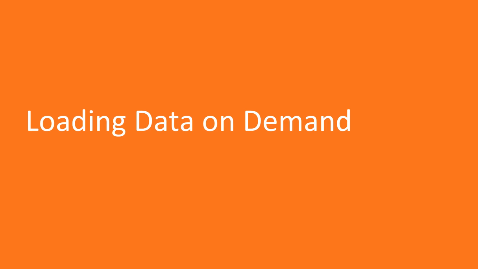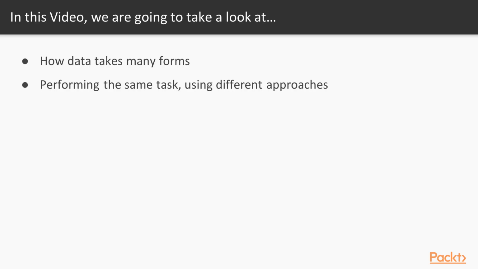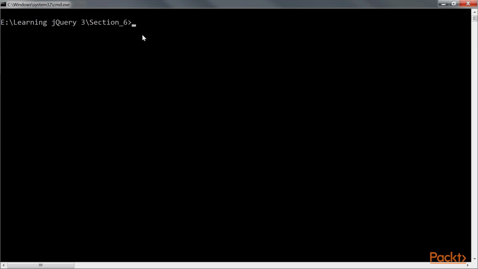Now we move on to the first video, loading data on demand. In this video, we're going to see how data takes many forms by performing the same basic task using different approaches. Before we start working with Ajax, we'll first install Node.js. Once this is done, we'll initialize the server. Traverse to the project directory and add this command.